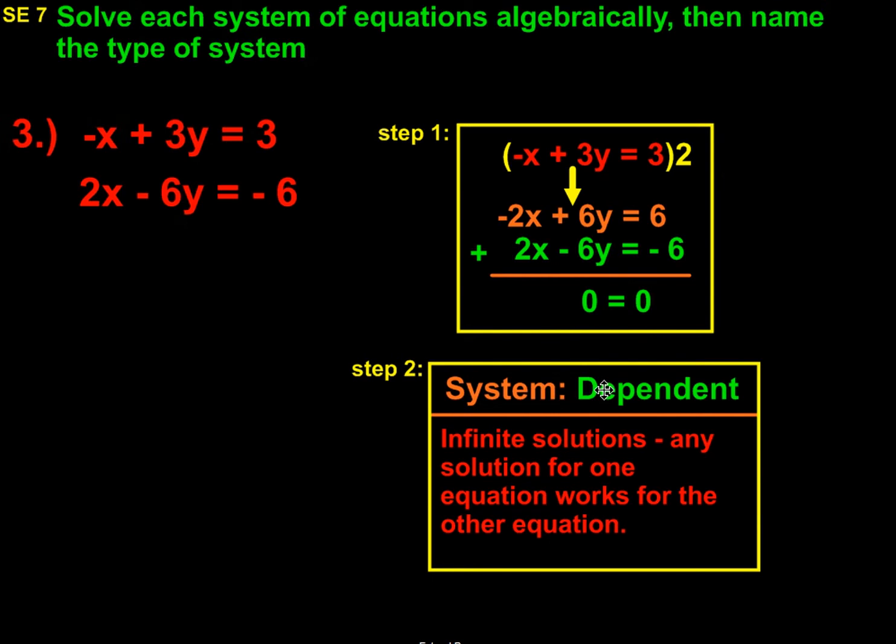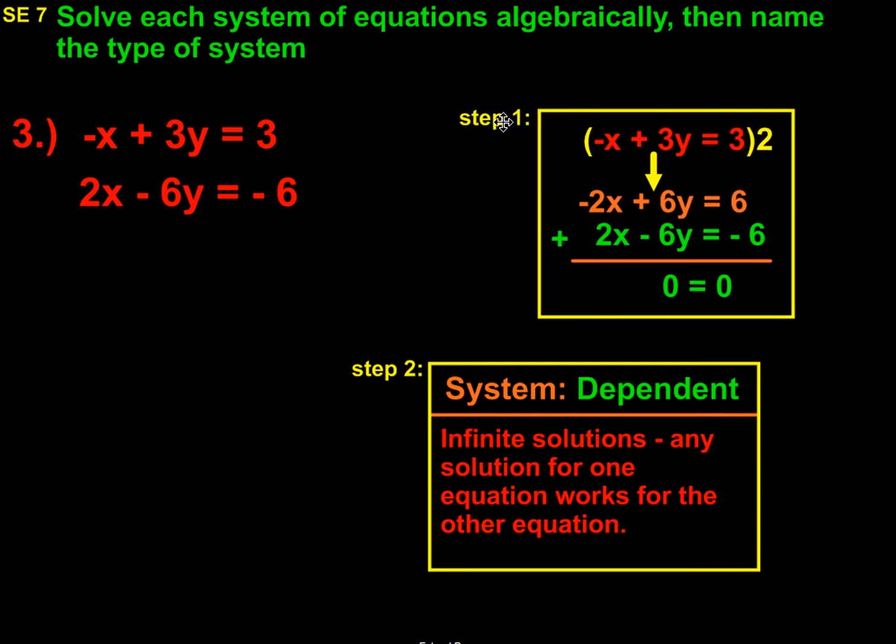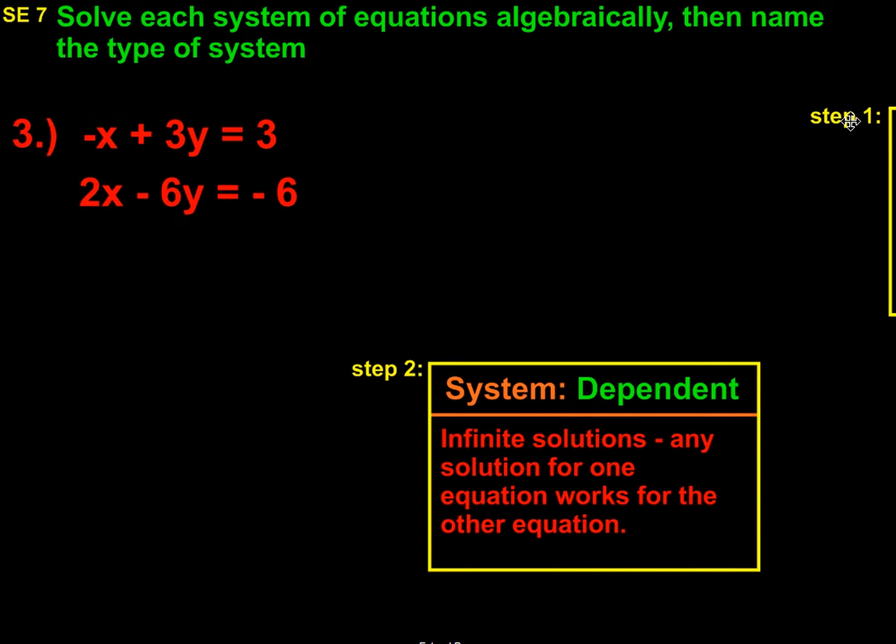Whenever you have zeros on both sides, you have a dependent system. That means you have infinite solutions. Any solution that works for one equation will work for the other. Remember, when graphing, a dependent system means that the two lines are basically sitting one on top of the other, so every point that's true for one line is true for the other. So when you see 0 equals 0 as your answer, that's the kind of system you're working with.